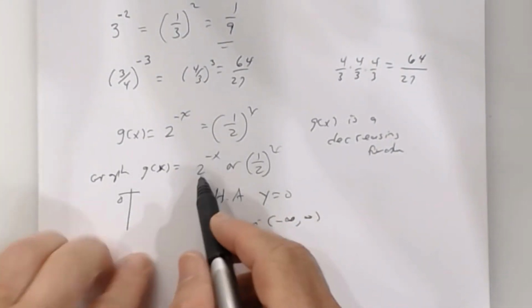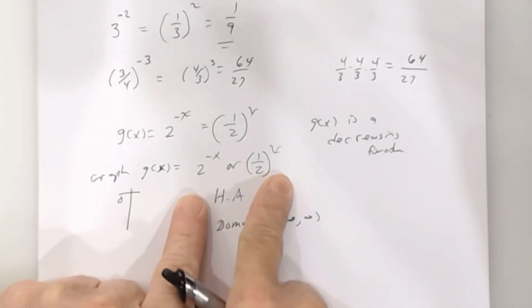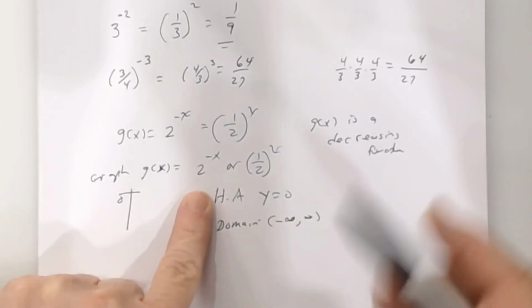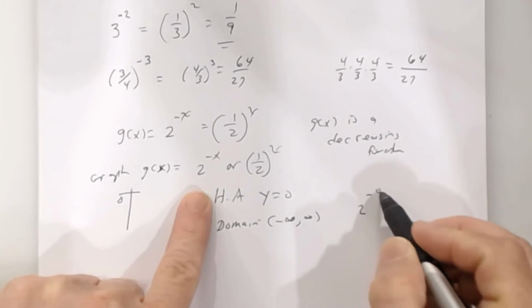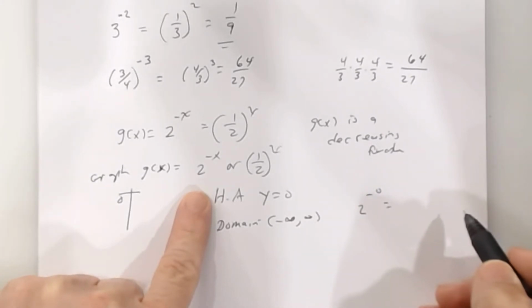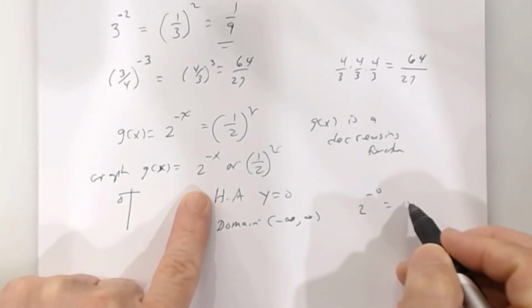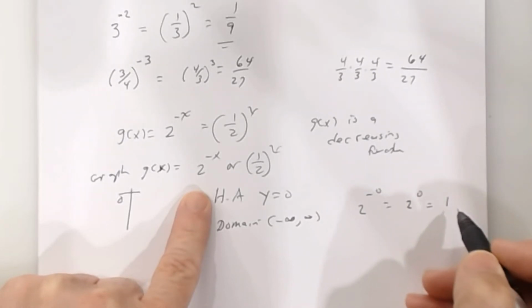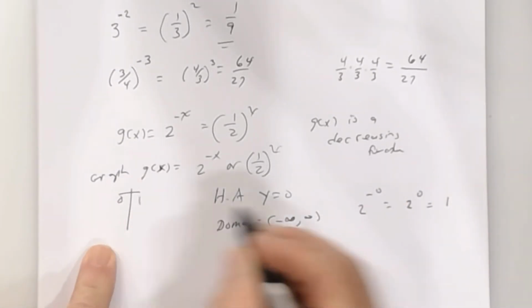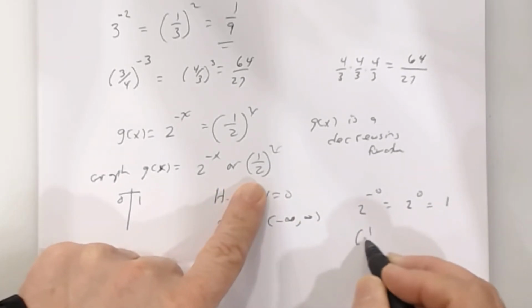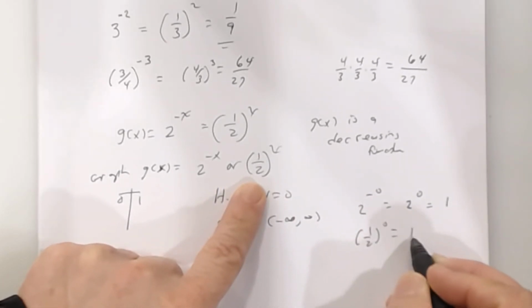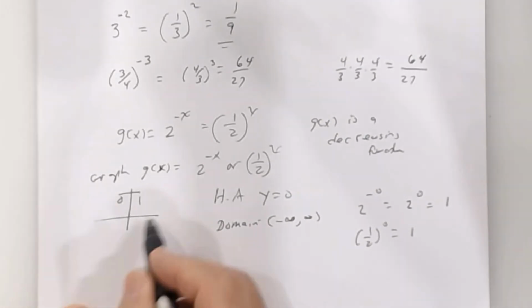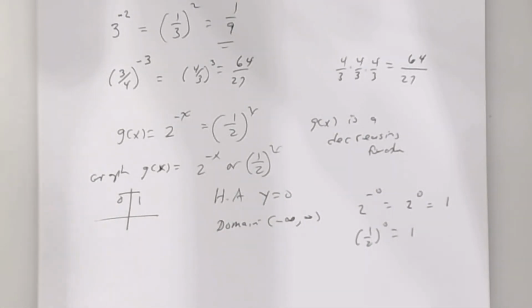So if x is 0, I can either use this one or this one. It does not matter. What's 2 to the negative 0 power? It's 2 to the 0, which is what? 1. Or if you want to use 1/2 to the 0, what's 1/2 to the 0? It's 1. So your y-intercept is (0, 1). So you plot that point.